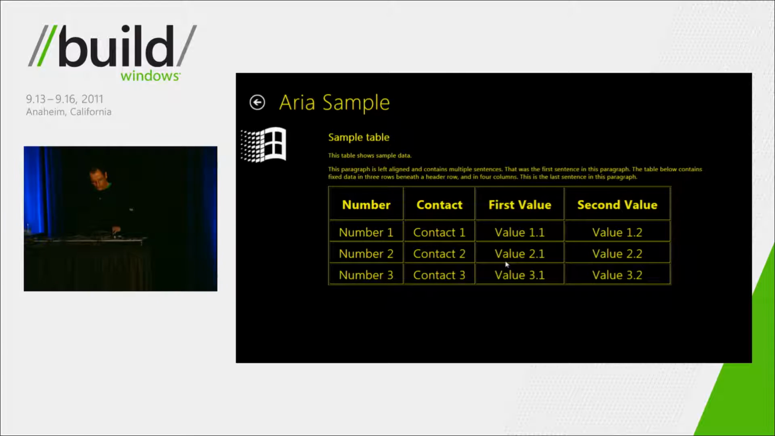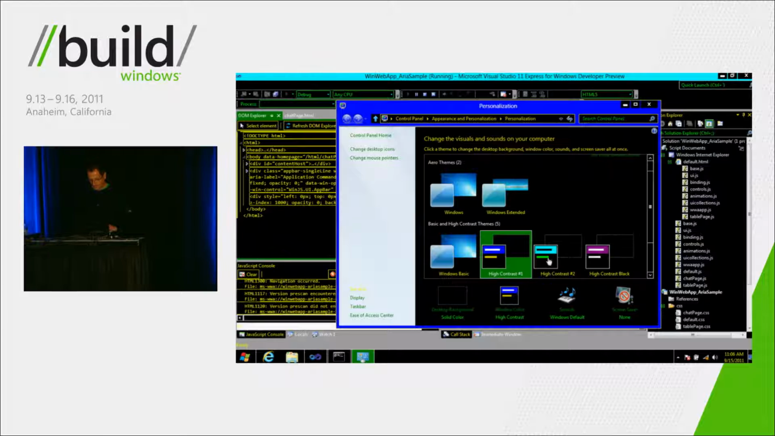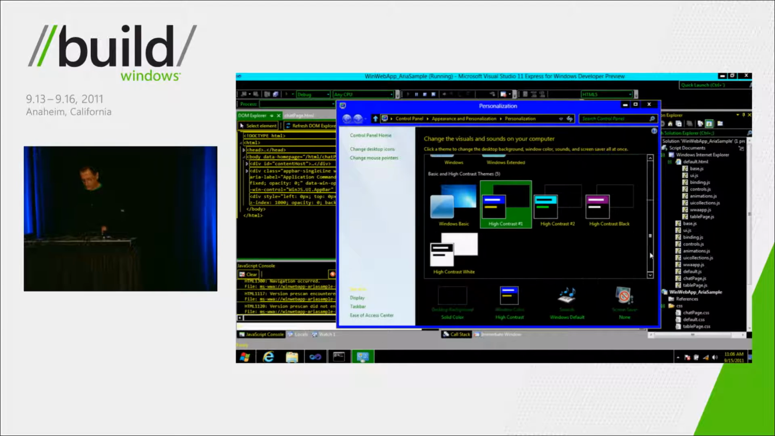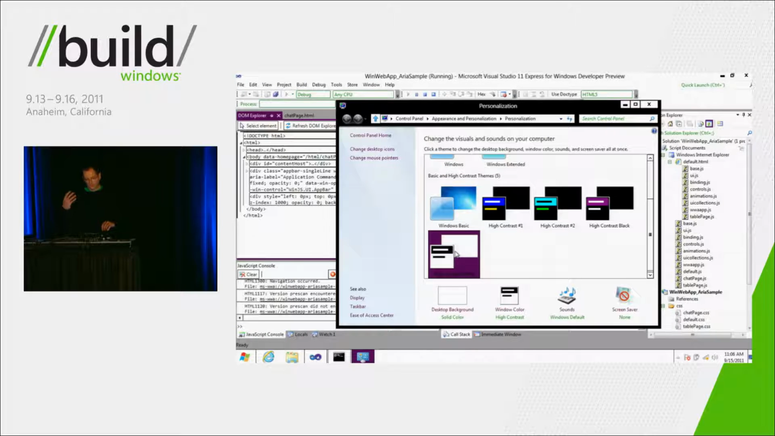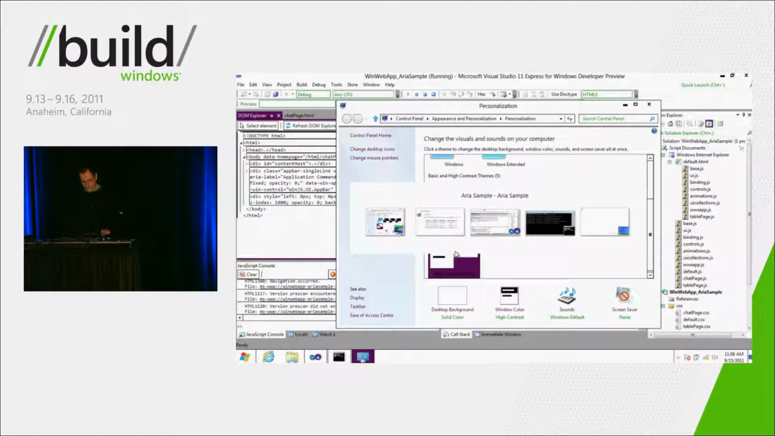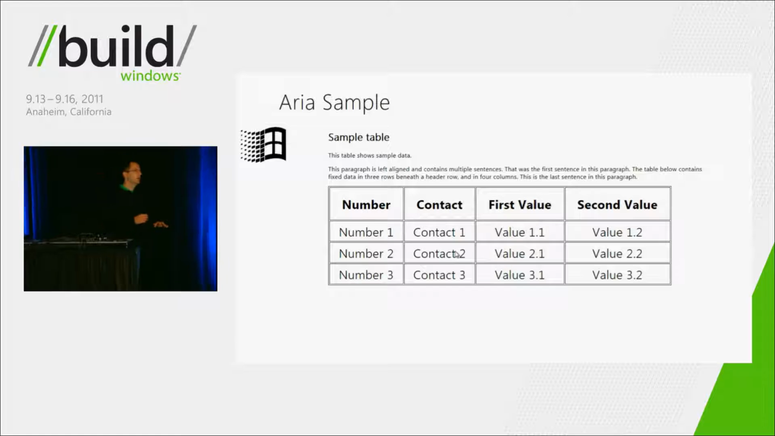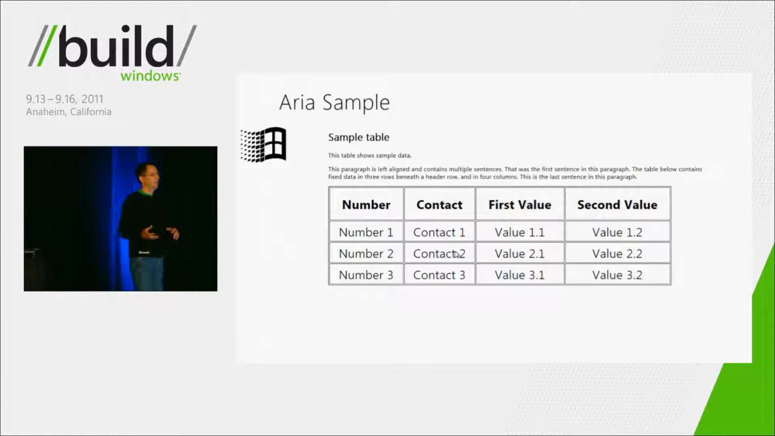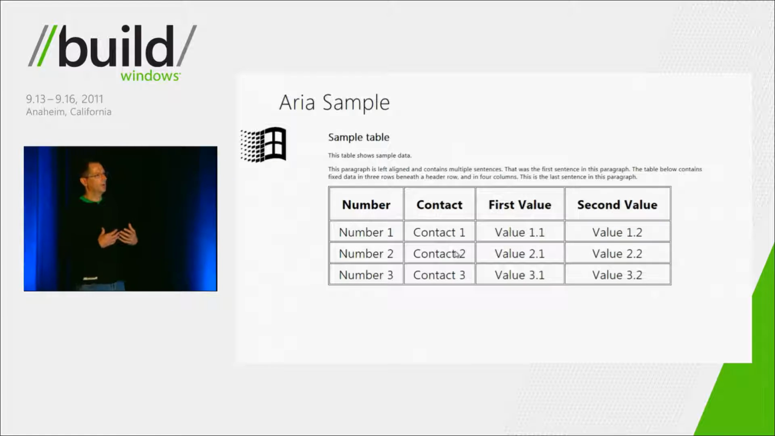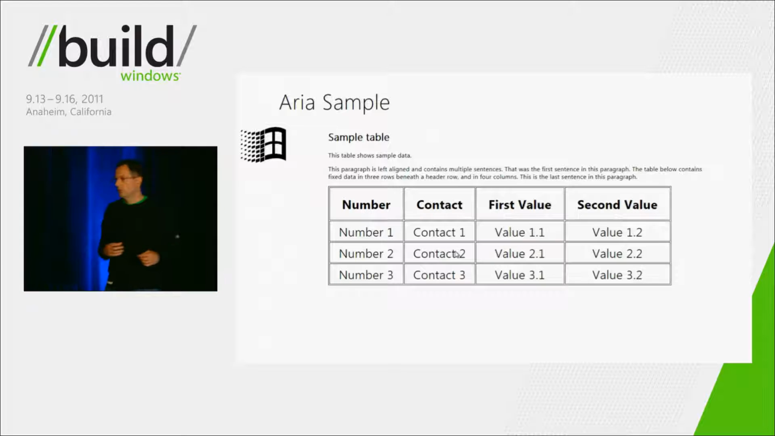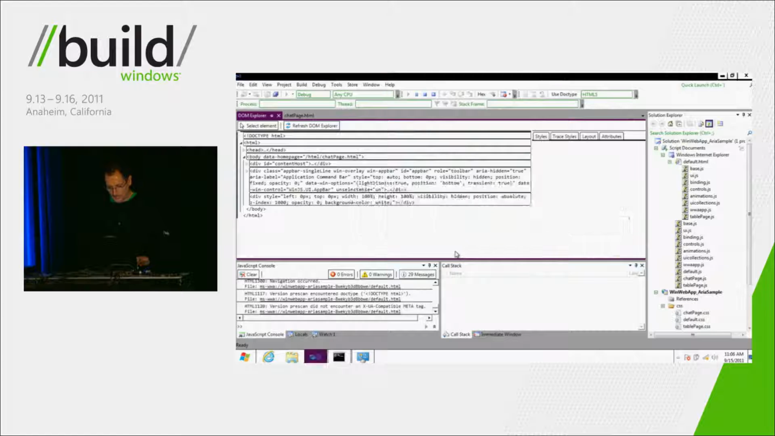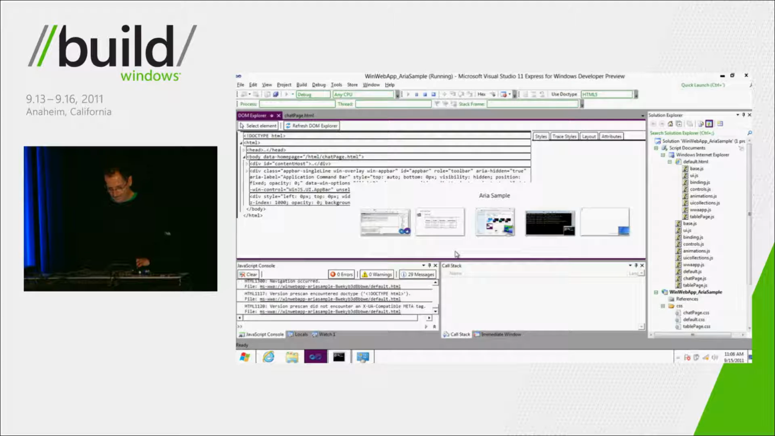So now I'm going to switch back to the personalization CPL again, and I'll pick a different high contrast theme that has dark on light. I'll switch back to the app. Okay, the image has changed again. It's now appropriate for this theme. It's got a dark foreground and a light background. So I'll switch back to the regular theme, and we'll take a look at the way in which that happened.